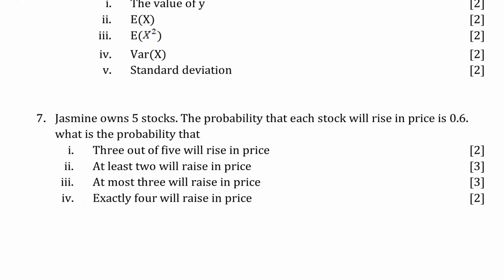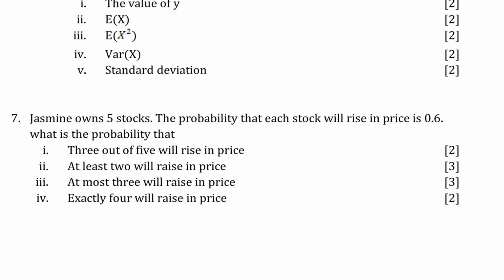Okay, question number 7. Jasmine owns 5 stocks. The probability that each stock will rise in price is 0.6. What is the probability that?